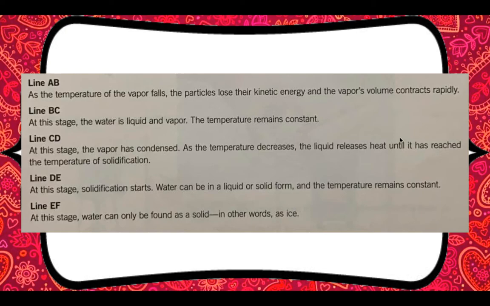Line EAB. As the temperature of the vapor falls, the particles lose their kinetic energy and the vapor's volume contracts rapidly. Line BC. At this stage, the water is liquid and vapor. The temperature remains constant. Line CD. At this stage, the vapor has condensed.